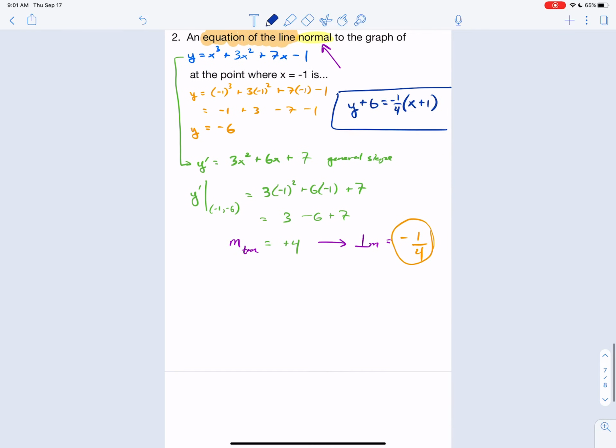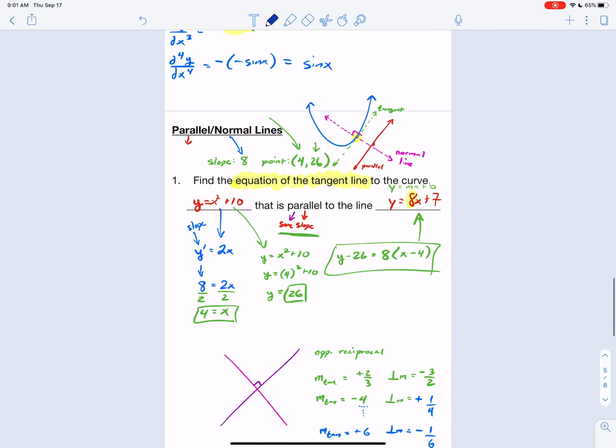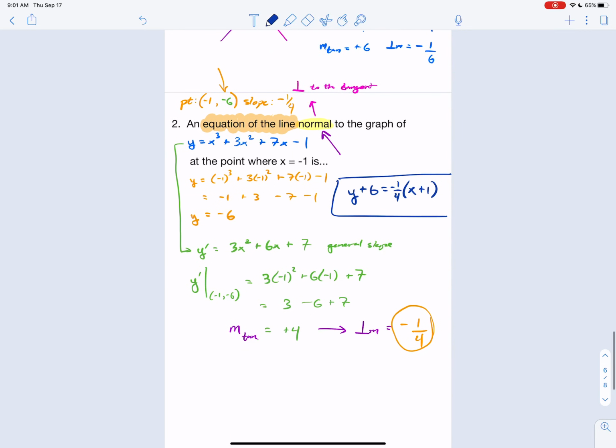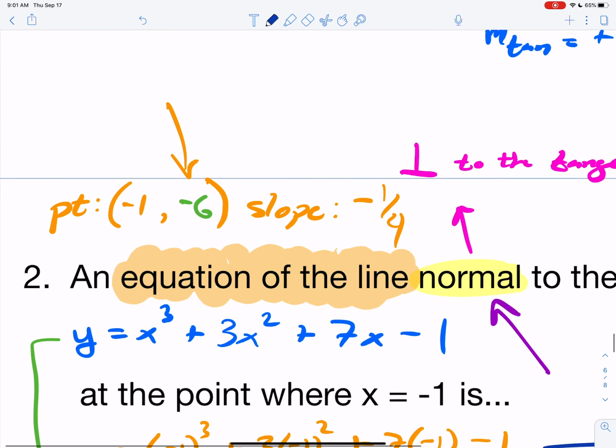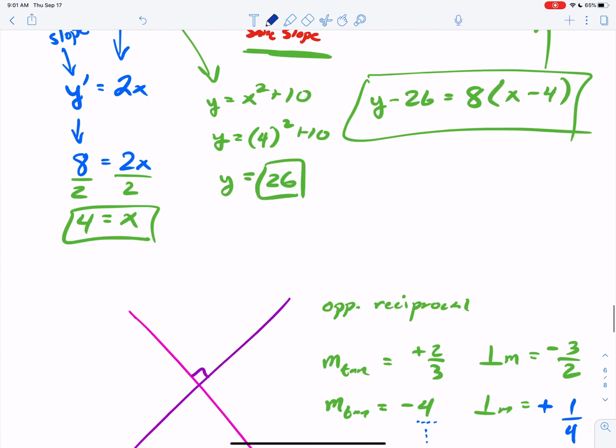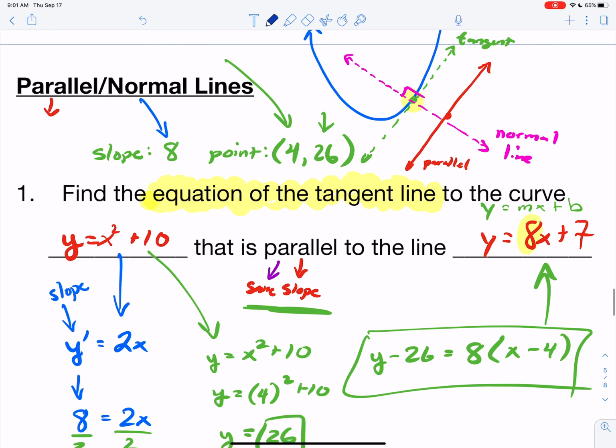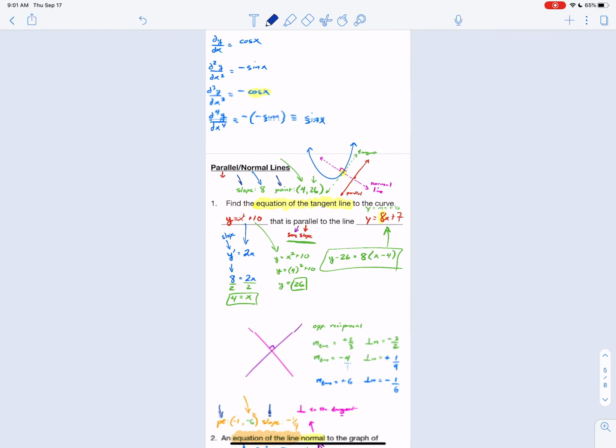These are some things that you'll definitely run into. Parallel lines have the same slope. Normal lines are opposite reciprocals or perpendicular to the tangent line. But if you notice, nothing has changed. We still need to find a point and a slope. Whenever they ask you for an equation of a line, if there's one thing I can teach you in calculus, for an equation of a line, you need a point and a slope. Point and a slope. This question you will see pretty much in every unit. So don't forget that.